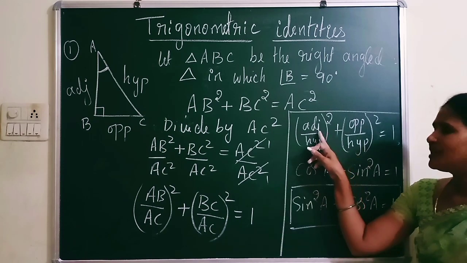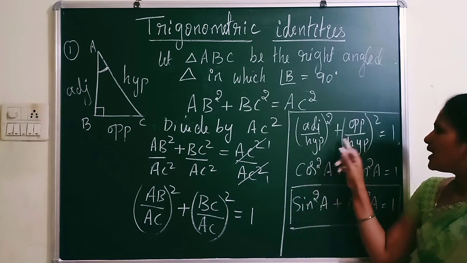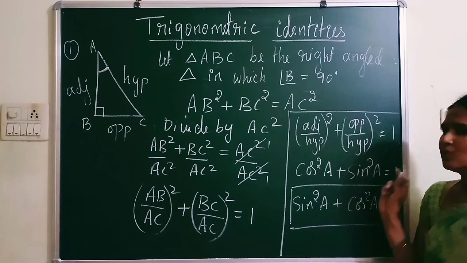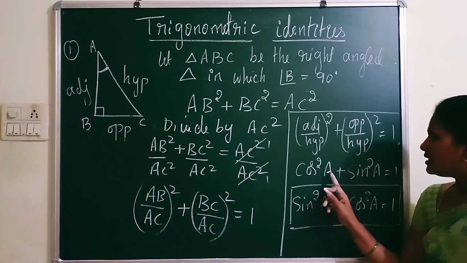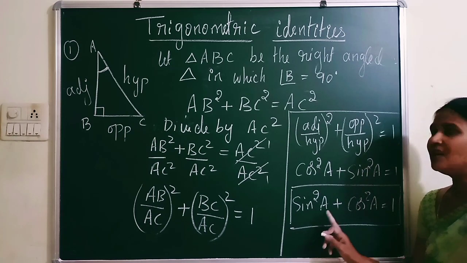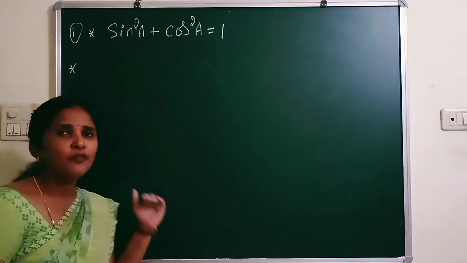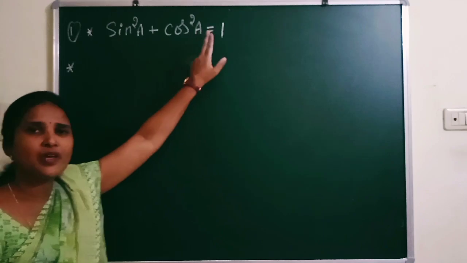And here AB is nothing but adjacent. Adjacent by hypotenuse whole square plus opposite by hypotenuse whole square equals 1. That is cos square A plus sin square A equals 1. In other words, you can write sin square A plus cos square A equals 1. Now we have proved that sin square A plus cos square A equals 1.